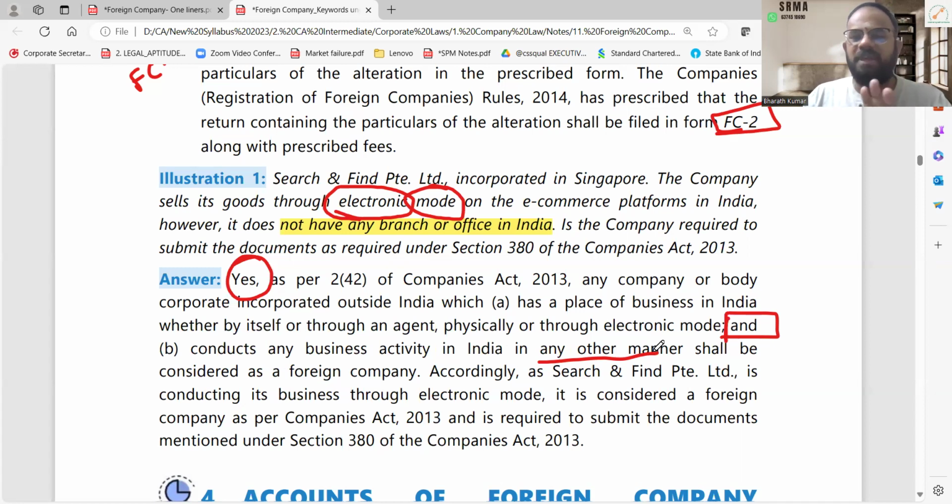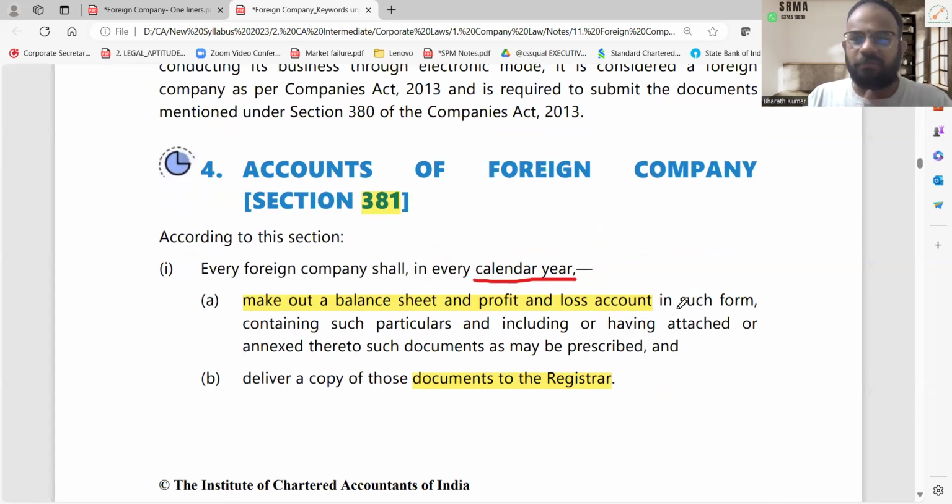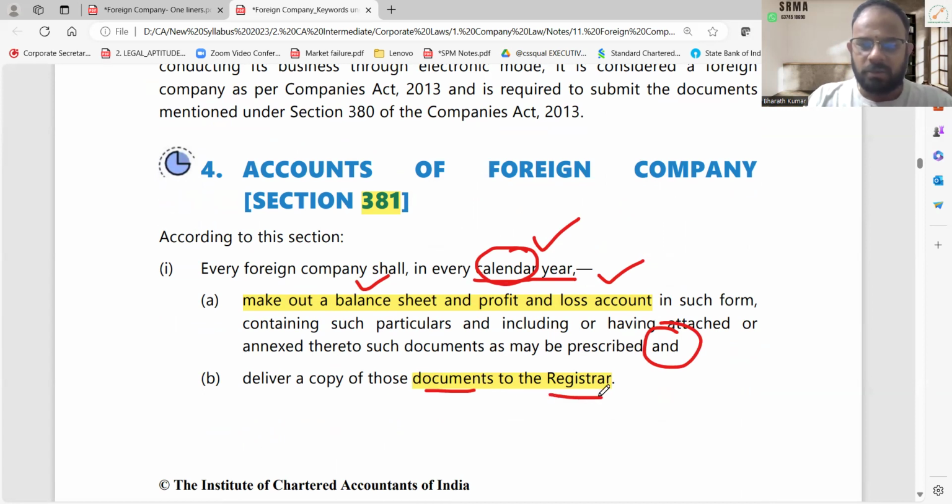It is not necessary that it should always be you. It can be by any other person as well. Are we clear? Accounts of the foreign company, this also I told you is important. Every foreign company, in what year? Not financial year, but calendar year. Balance sheet, profit and loss account, all the particulars you should deliver, and deliver a copy of these documents to the registrar. So you should not only maintain, you should also submit or deliver to ROC.